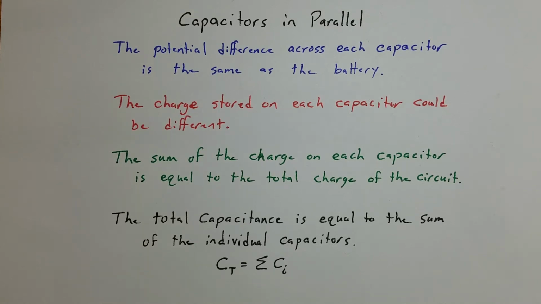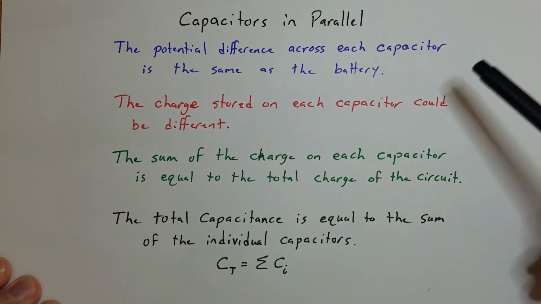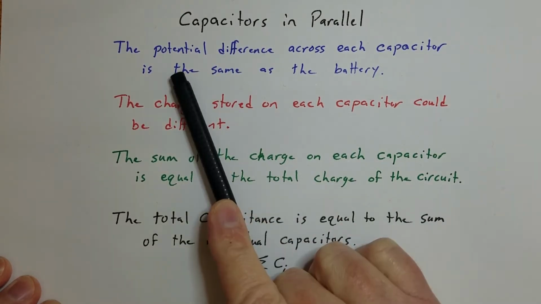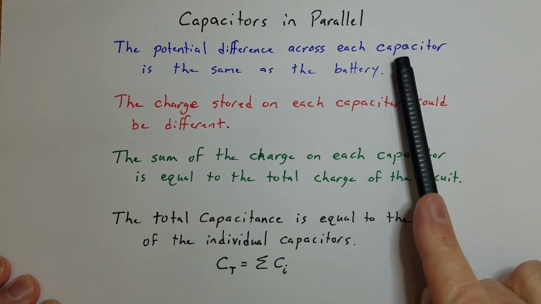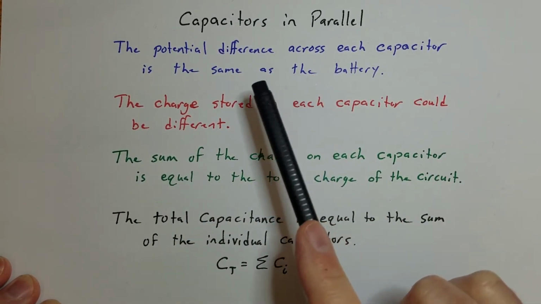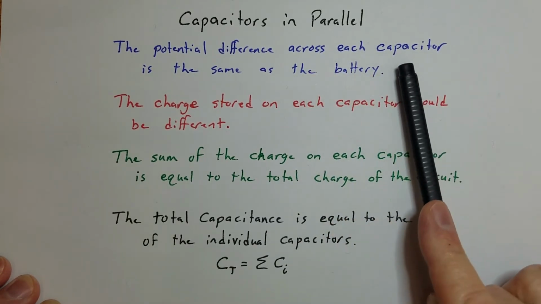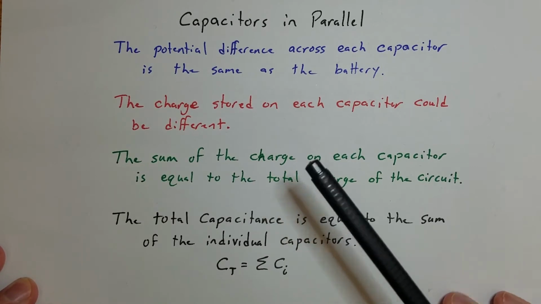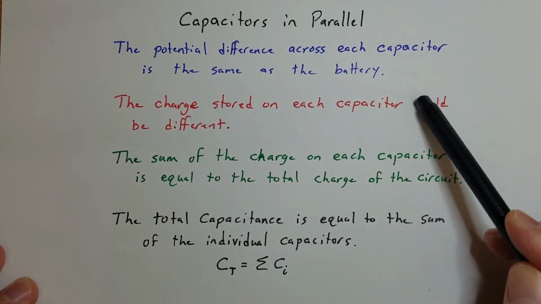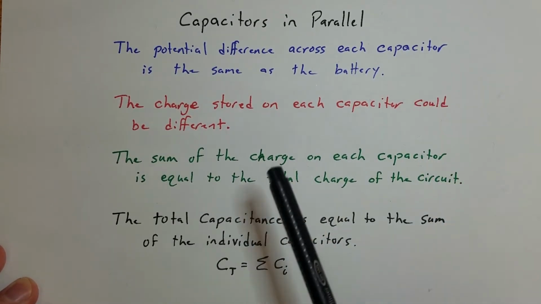Hi, let's talk a little bit about capacitors in parallel. There are some similarities between capacitors and resistors in circuits, and there are some properties that are consistent with both. For example, just like in resistors, the potential difference across each resistor is going to be the same, the potential difference across each capacitor will be the same. So if you've got a 12-volt battery, the potential difference across each capacitor is 12 volts.